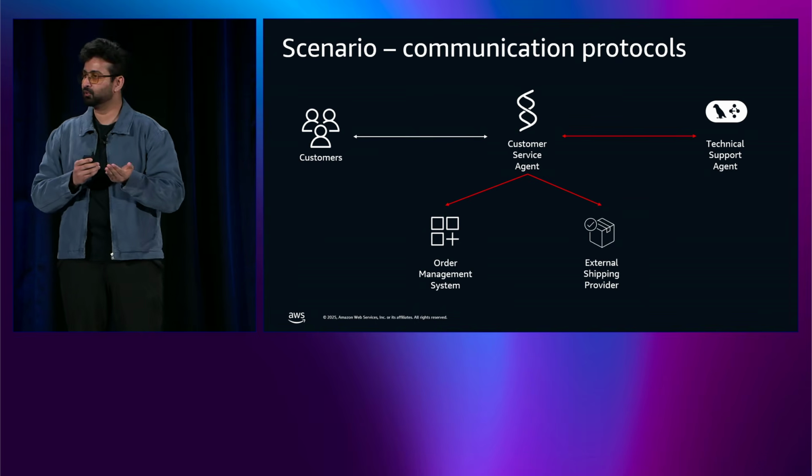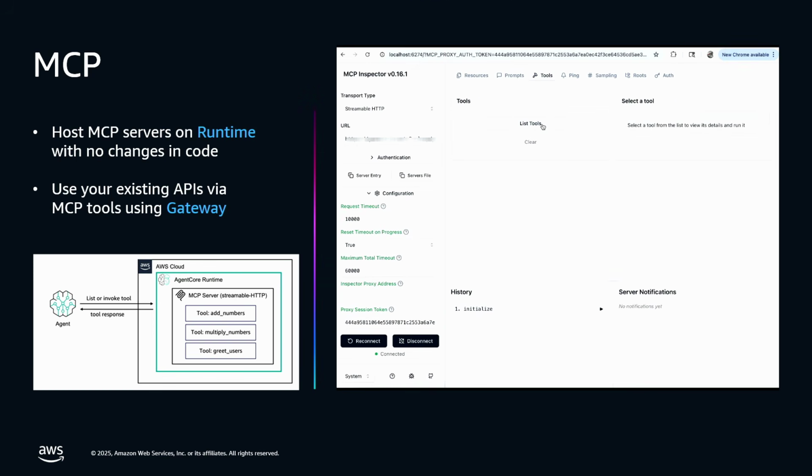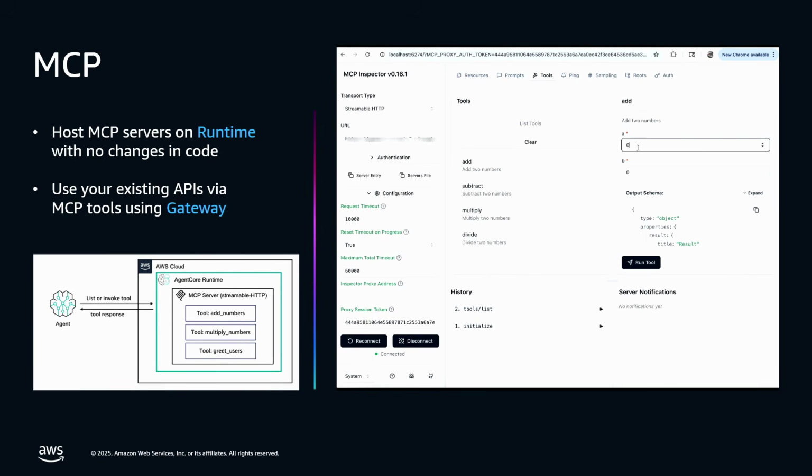But what if you could use some of these open protocols to help you out there? So one of the things that you've already probably heard about is MCP. MCP allows you to securely access external data and tools through a common interface. So there are 2 connection points to MCP within AgentCore.